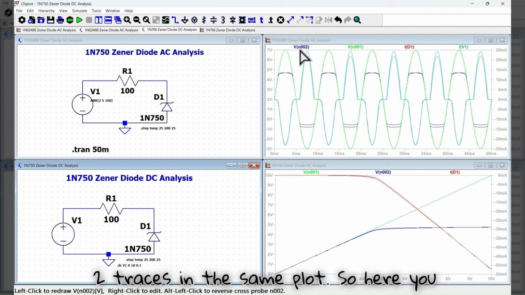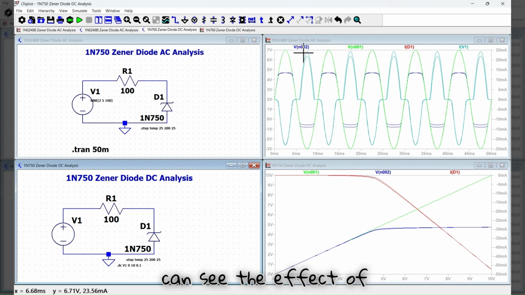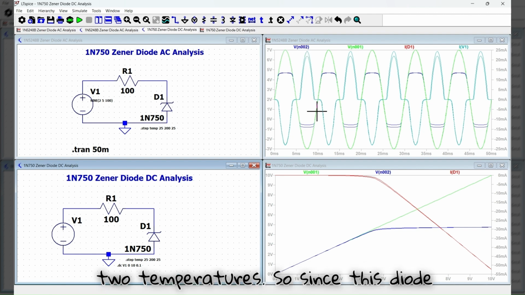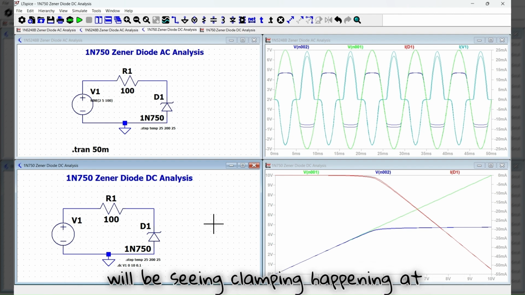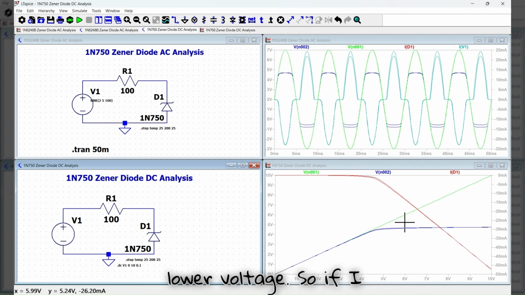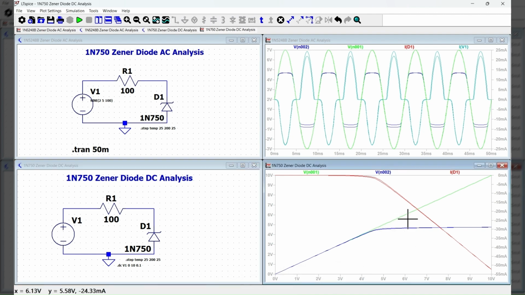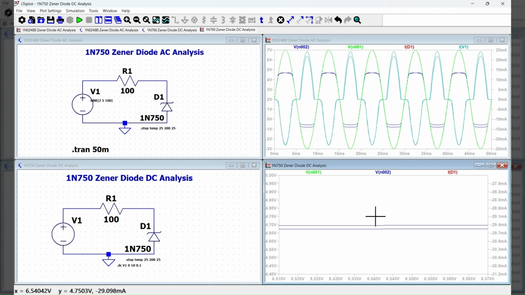Here also I have plotted two traces in the same plot. So here you can see the effect of two temperatures. Since this diode has a negative temperature coefficient, we will see clamping happening at a lower voltage. So if I zoom in, though the difference is very small, there is a difference.